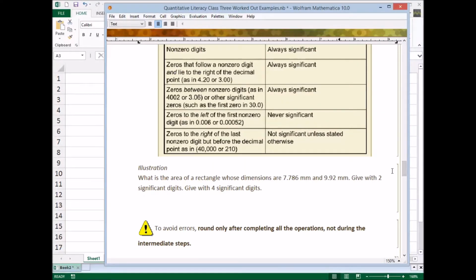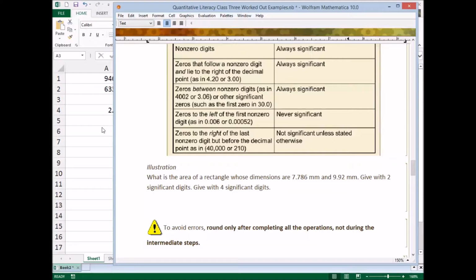So what does it mean to you? Well, what is the area of a rectangle? I'll illustrate that with this example. The area of a rectangle whose dimensions are 7.786 millimeters and 9.92. Give it with 2 significant digits. Give it with 4 significant digits. Okay, so let's do that. Those are the 2 numbers.